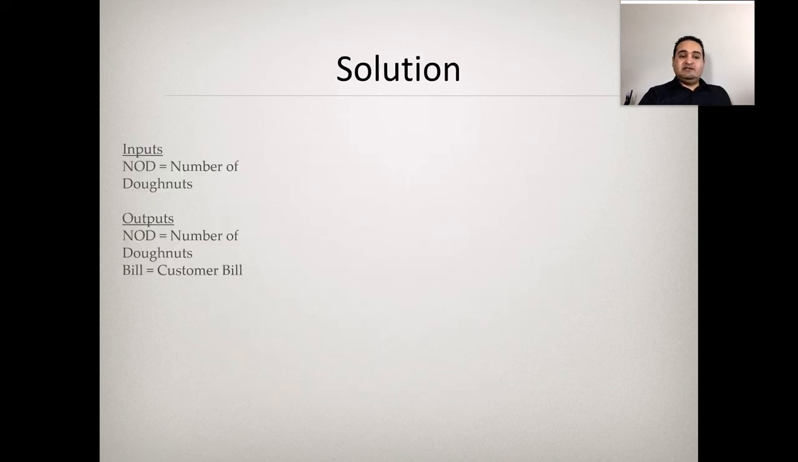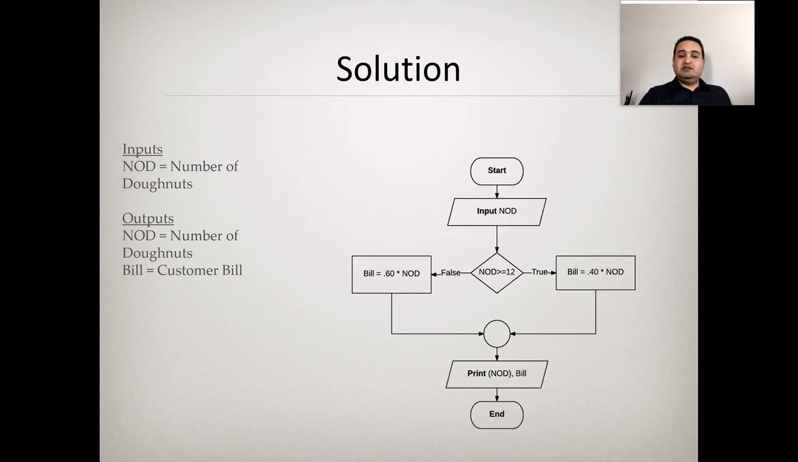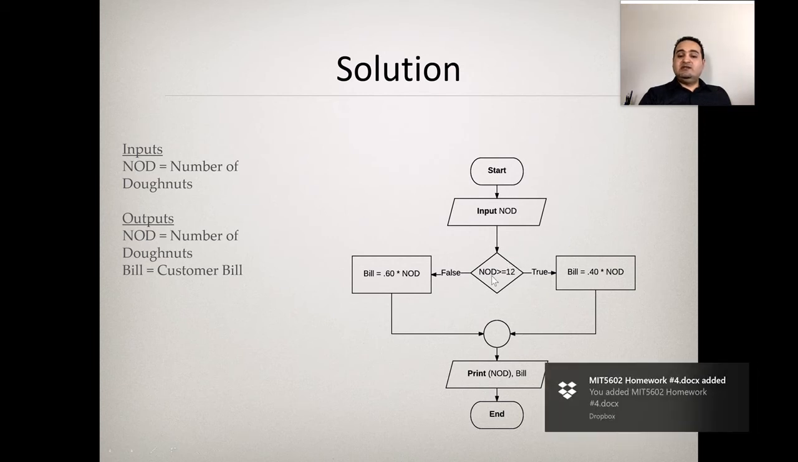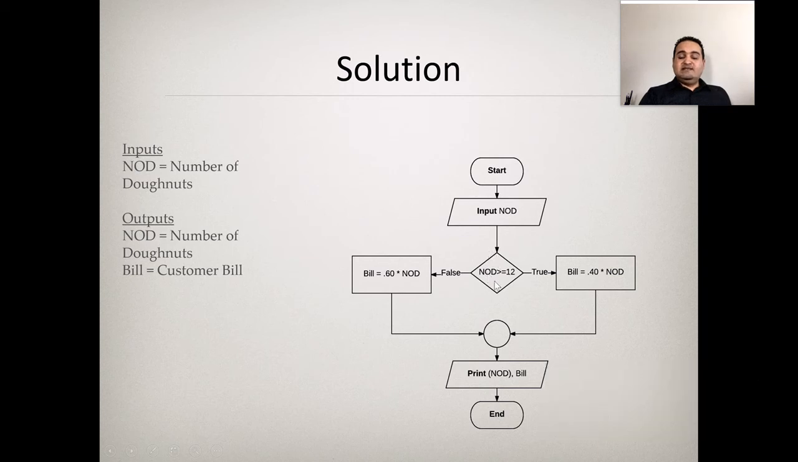So our input is the number of donuts, and the output will be the number of donuts and the bill the customer has to pay. All right, so the same thing, the same logic. We will start with a start terminator. The input will be the number of donuts, and then we will use the diamond shape here, in which we will be looking at the decision. In here the decision will be the number of donuts.